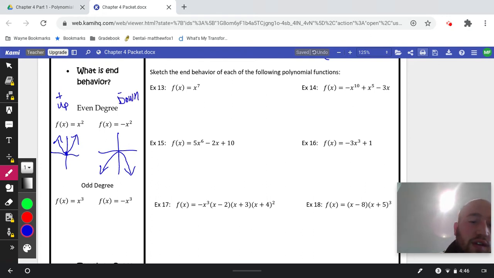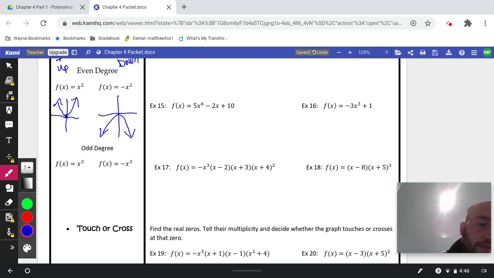Okay. Now, on the other hand, an odd degree, if we were to graph f of x equals x cubed, we're going to get something like that. And if we graph -x cubed, something like that. You know it flips it. Okay? So, for this one, you'll see with an odd degree, they always are going in opposite directions. If it's positive, it ends by going up. And if it's negative, it ends by going down.